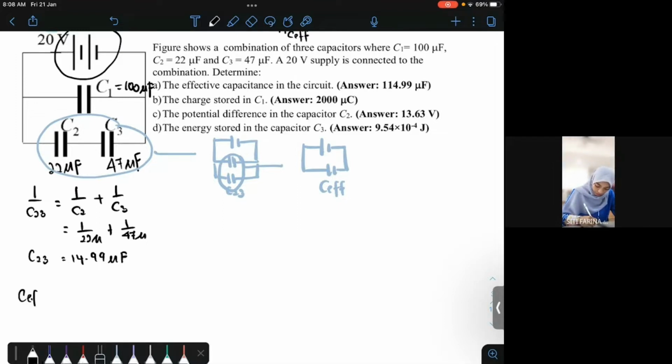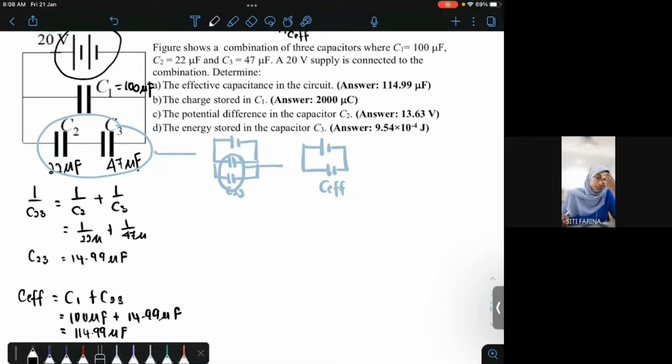C efektif, since mereka in parallel, kita akan terus tambah. C1 plus C23. C1 adalah 100 micro plus with 14.99 microfarad. Tekan kalkulator, kamu akan dapat 114.99 microfarad. Okay, we have done enough exercise on effective capacitance. So, this should be direct lah.